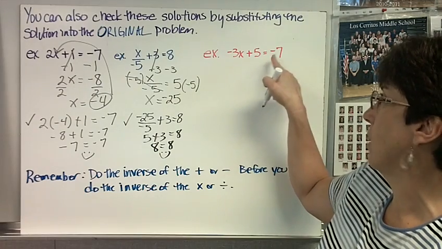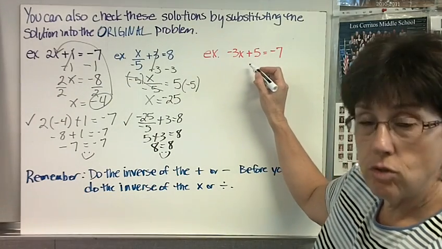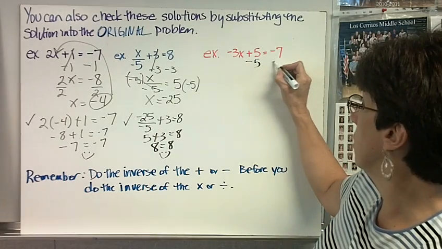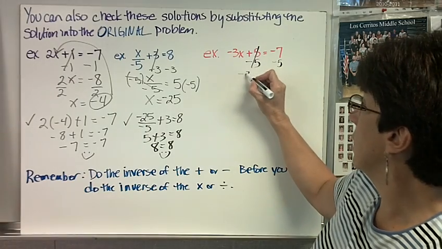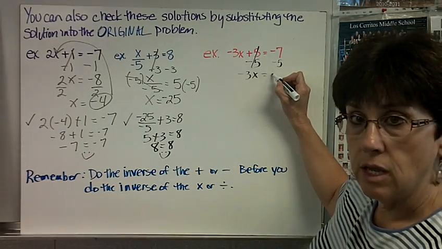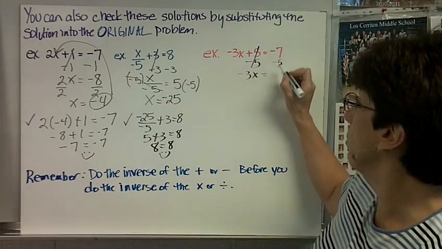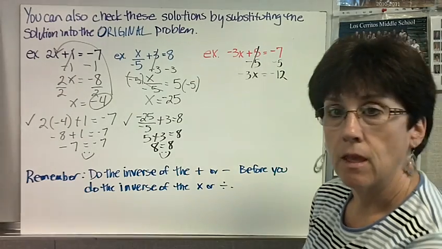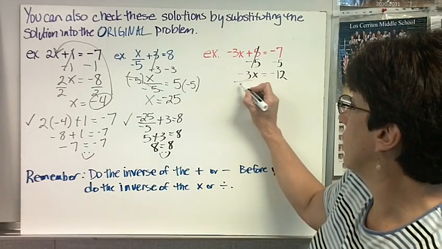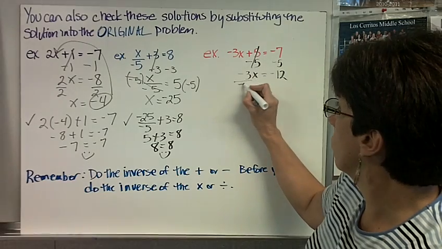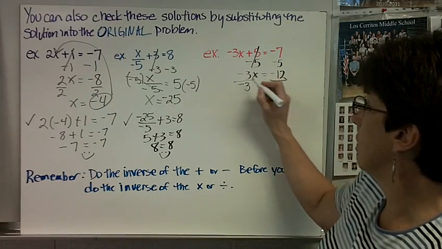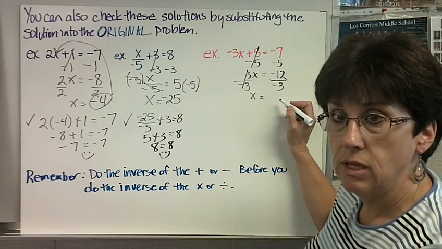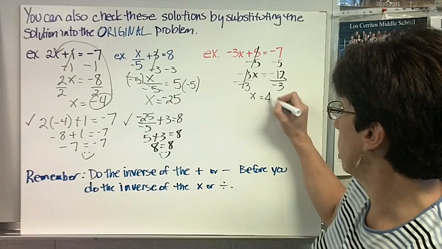Negative 3 times x plus 5 equals negative 7. So you always do your addition or subtraction first, and you do the inverse of what's happening. So the inverse of addition is subtraction. Those cancel out. Negative 3x equals, now they're both negative, same sign sum. Add them together, they're still going to be negative. 7 plus 5, 12. Negative 3 times x equals negative 12. Divide by negative 3. Anything over itself is 1. X equals, negative divided by negative is positive, so positive 4.